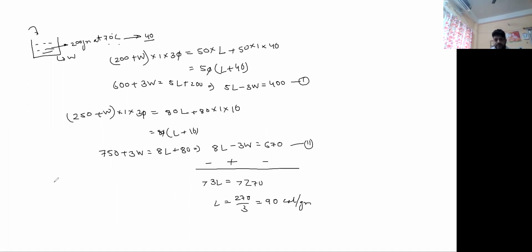So 5 into 90 minus 3 into W equals 400. So 3W is 450 minus 400, and that is 50. So W is 50/3 gram. Okay, everyone.